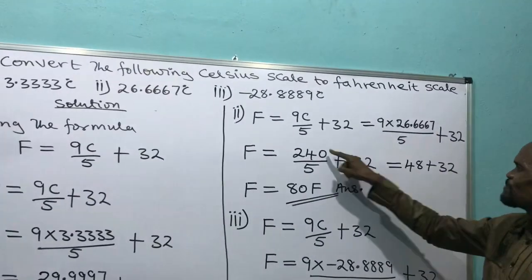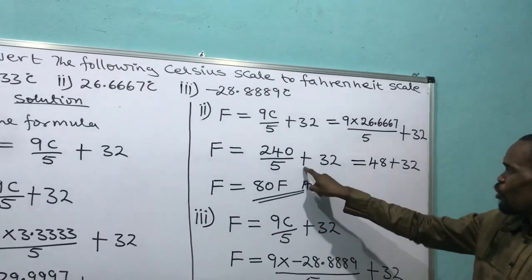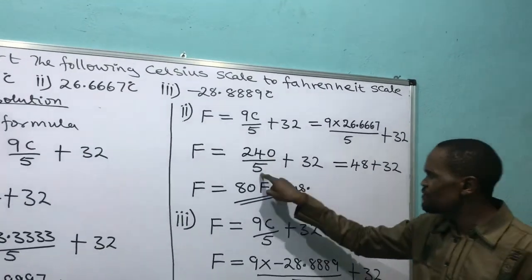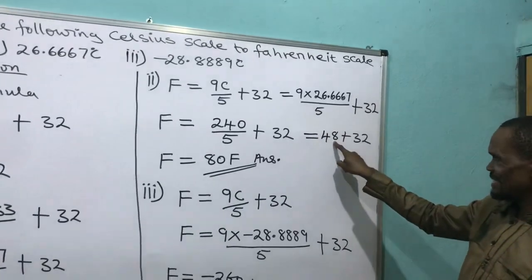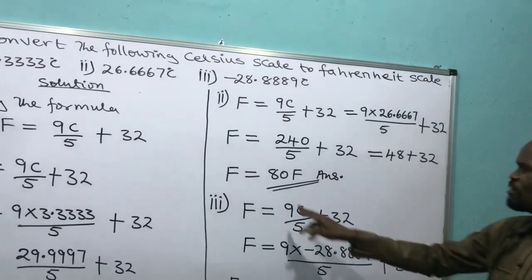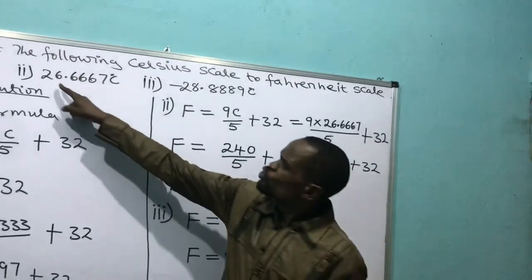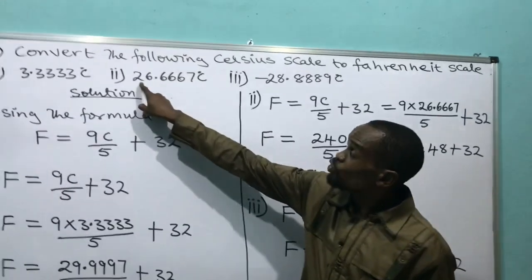Then when I times this by 9, it gets me 240 over 5 plus 32. And 240 divided by 5 gives me 48. Plus 32, and 48 plus 32 gives me 80 Fahrenheit. That means that what? Look at here. That means that what?